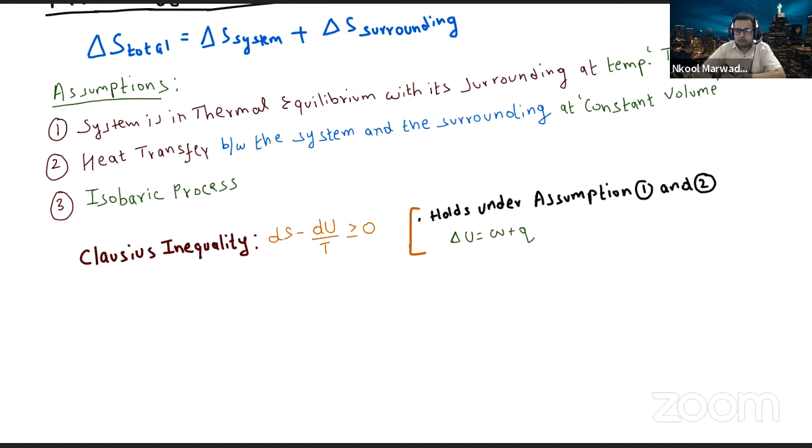So work done will be zero. And hence, this dQ will become dU, where U is the total internal energy of the system. We know that entropy is dQ by T, so instead of dQ, I can write dU. Why am I writing this? Because of assumption 2, the isochoric process. So in the isochoric process, this inequality holds. That is making sense to us. Under assumptions 1 and 2, we can use this inequality.